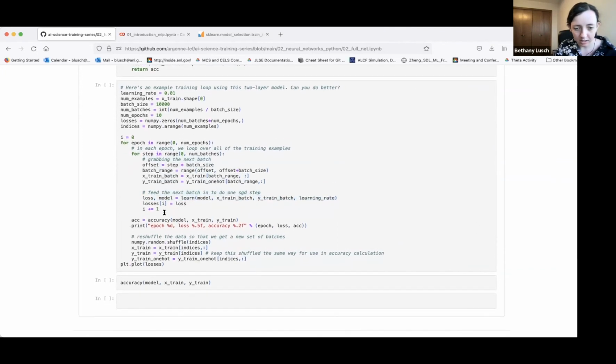Check the loss. Here I'm checking the accuracy just once per epoch, and I'm printing to the screen at the end of this epoch what the loss and the accuracy are. And then I'm reshuffling the data at each epoch so that in the next epoch, when you go through the batches, you get a little bit more randomization. The examples aren't batched together in the same way.